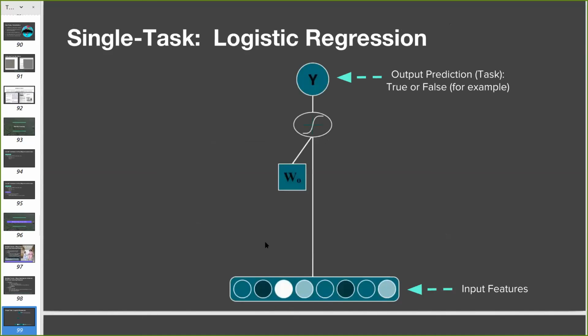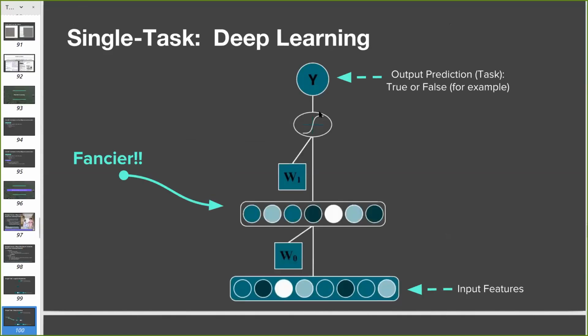So this is a very simple logistic regression. What we have here at the bottom is our input features, and that is being passed through some activation function, sigmoid here, using some weights, and finally we come up with our prediction. And then we have a deep learning model where we have the input features, and this is a fancier model. We have more sophisticated things happening internally here.